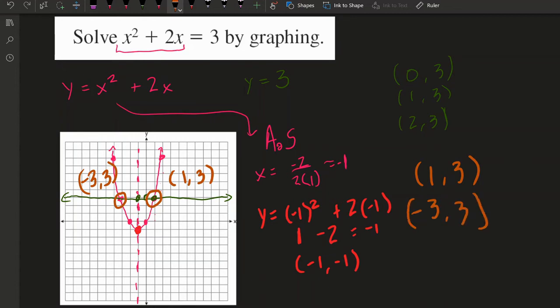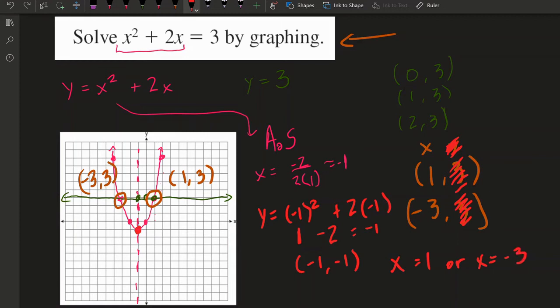Now what we need to remember is that the first number is x and the second number is y in each of these points. However, if I go back to my equation, I notice that I don't have any y's in this equation. I only have x's. The y I made up just so I could graph it, so that means that these y numbers are actually not a part of my solution. So that means my solution is x could be 1 or x could be -3.